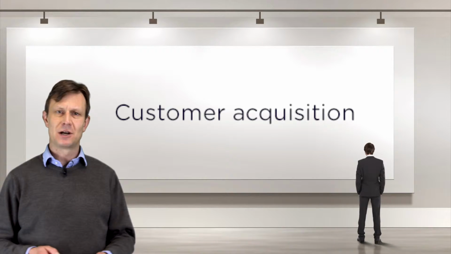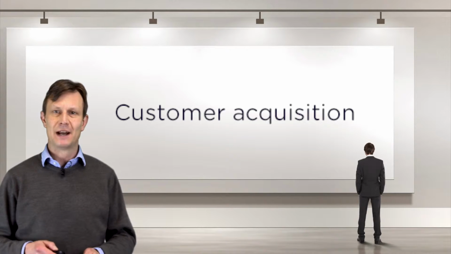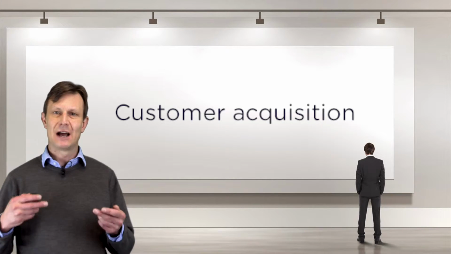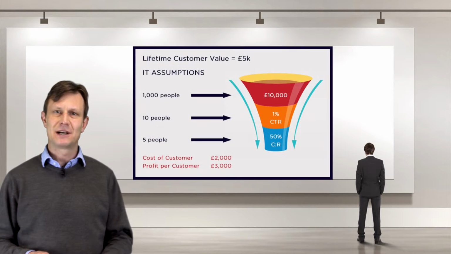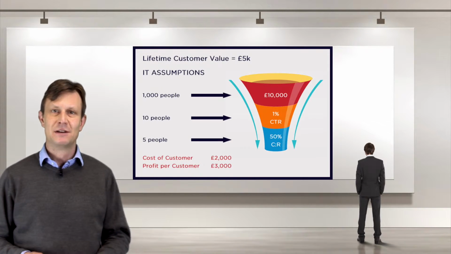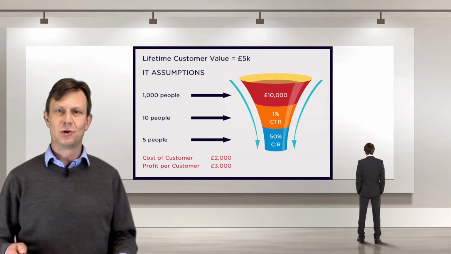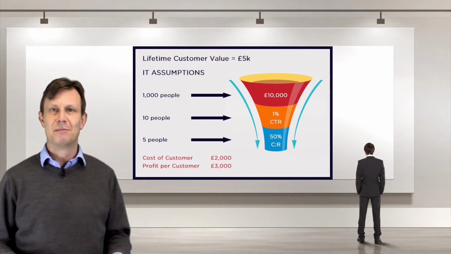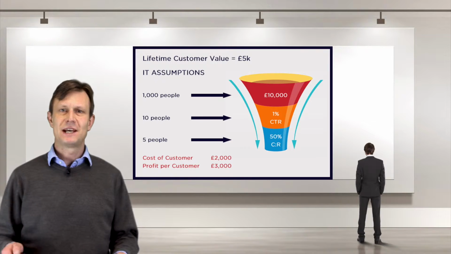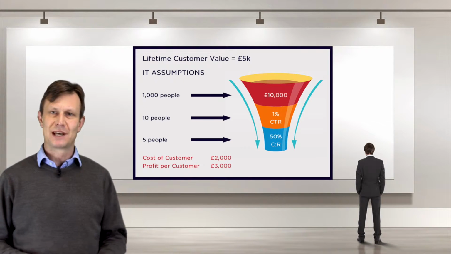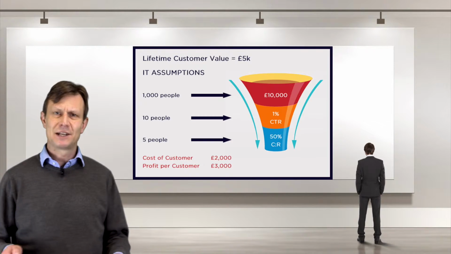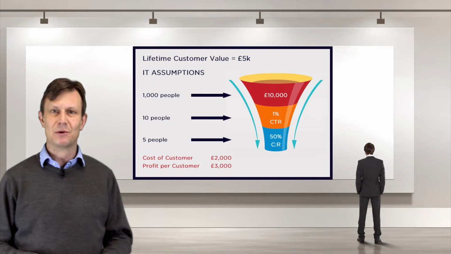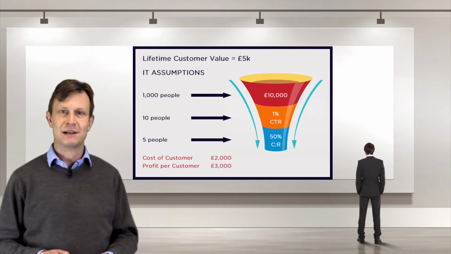Let me give you a few examples of how we can identify a customer value and how they fit into our customer acquisition or purchase funnel. Let's say that the lifetime value of a customer is 5k. I'm going to call this an IT assumption, it's just my assumption. Let's say that we run a Google AdWords campaign with a budget of £10,000. Our ad is seen by 1,000 people and we receive a 1% click-through rate, i.e.